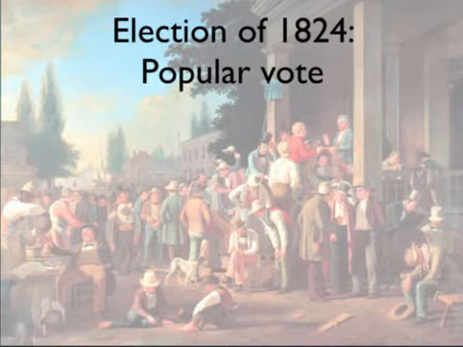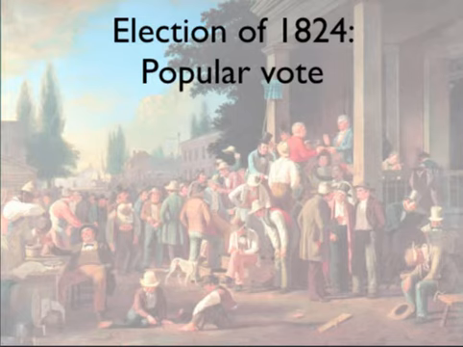And when the popular vote is cast, Andrew Jackson wins more votes than any other candidate. But because there were so many candidates, not one candidate emerged with a majority or more than half of the electoral votes. In the event that this happens, the Constitution is very clear. The top three names are sent to the House to determine the president.